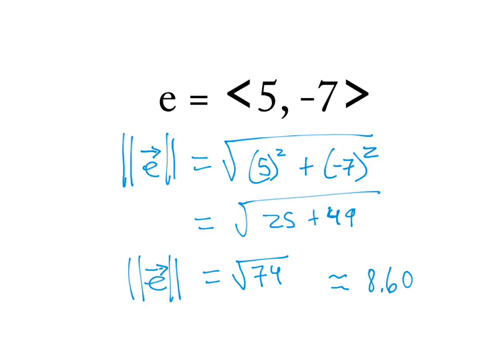All right, go ahead and check and see what you got. Did you get the magnitude is the square root of 74? And that is about 8.60. You should have gotten that from squaring 5 and squaring negative 7. Remember, when you square a negative number, it's always going to end up positive. So make sure at this point you don't have any negatives after you squared things. 25 plus 49 is 74. So it's the square root of 74, which is about 8.6.